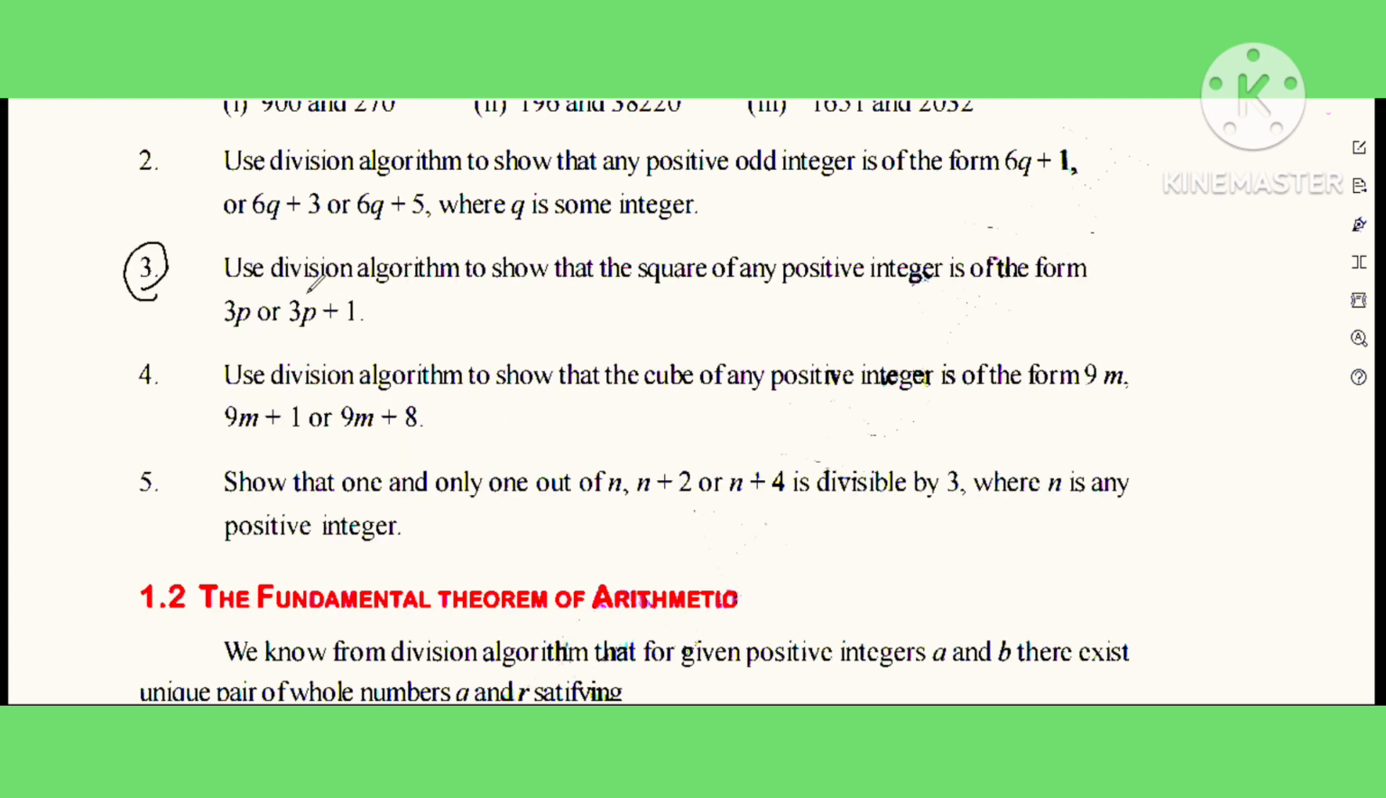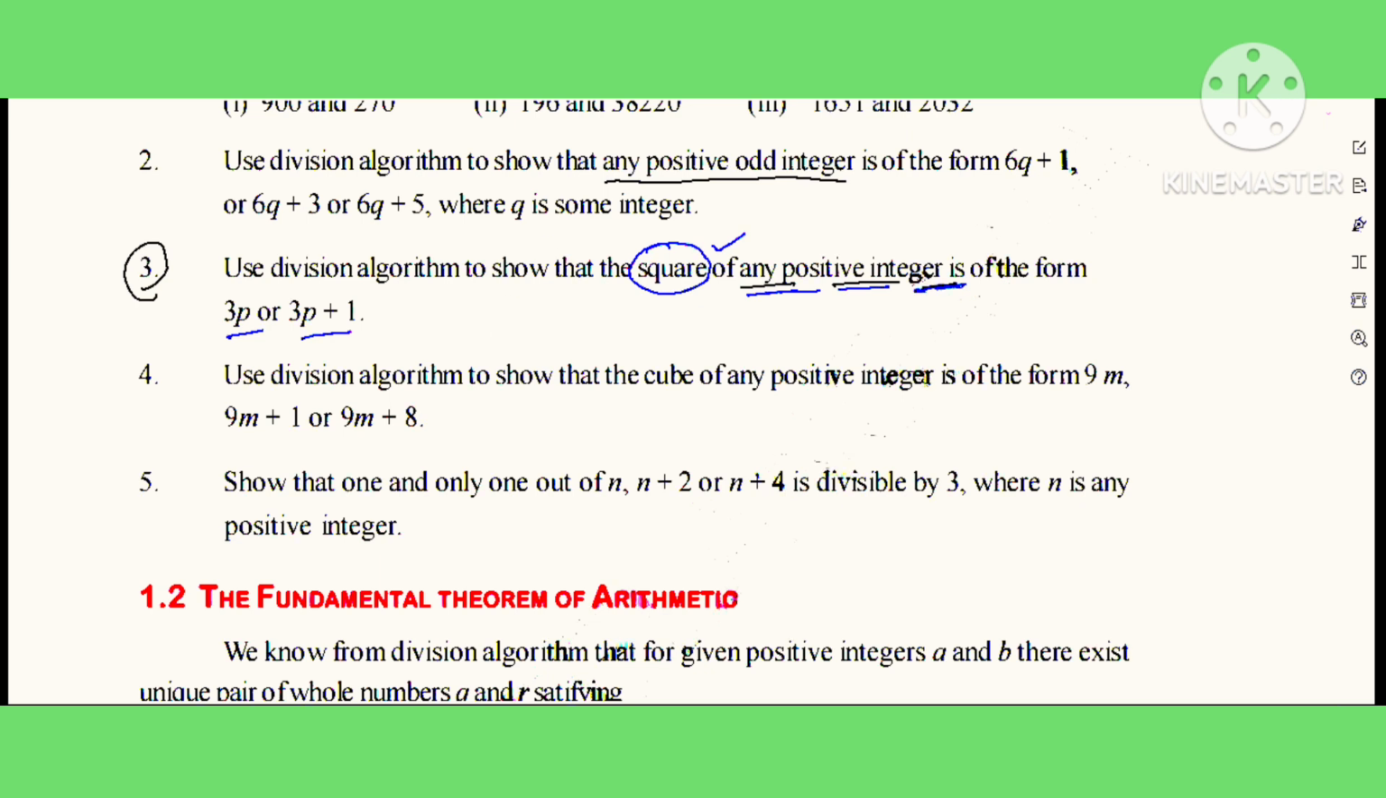Means the third one. Use division algorithm to show that the square of any positive integer. Now here directly given only any positive integer, but here what is given? The most important thing is square. Square of any positive integer. Okay. So while you're reading the question, you should read it carefully. The square of any positive integer is of the form 3p or 3p plus 1.